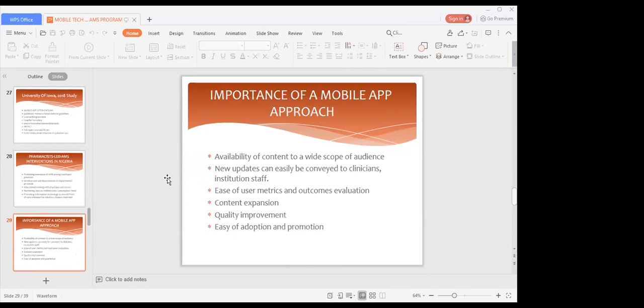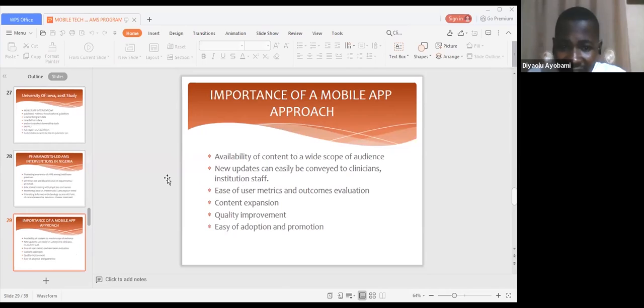So now, the importance of a mobile app, like I said, cannot be overemphasized. It makes the antimicrobial stewardship content available to a wide scope of audience. There's ease of use by users, and it makes outcome evaluation very easy and seamless. And there could be expansion of content improvements almost instantly as far as the healthcare institution is concerned.